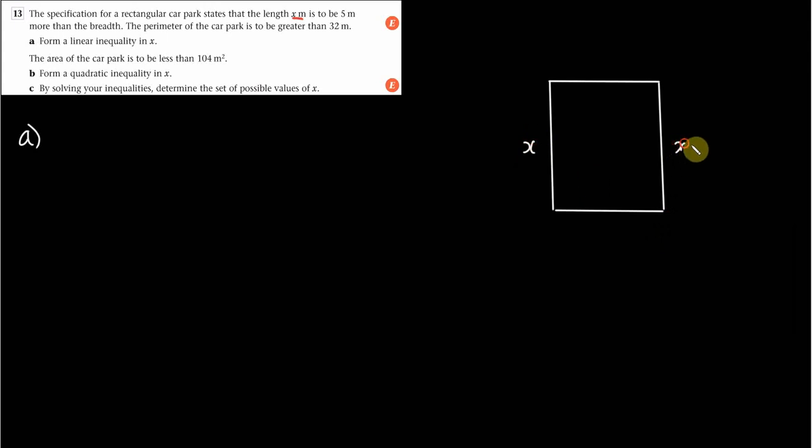Okay, so first thing we can understand is that the length is to be 5 meters more than the breadth. So if we were to draw just some arbitrary rectangular shape, it doesn't have to be accurate, you say that's x, and this is going to be 5 meters less than x. So you could write it x minus 5.